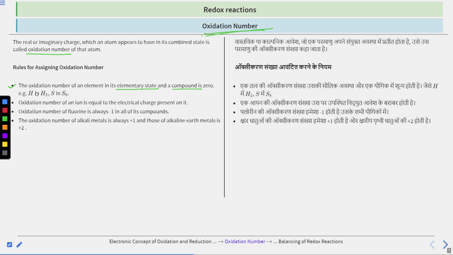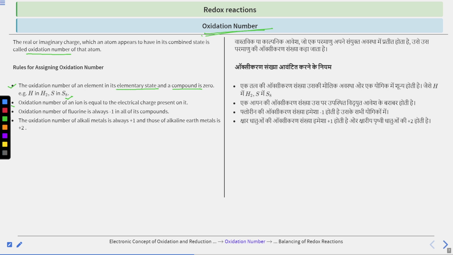For example, hydrogen in an H2 molecule has oxidation number 0. Sulfur in S8 has oxidation number 0. So basically the molecule should have the same atoms. When the same atoms combine, they form a particular molecule, and if we find the oxidation number of that atom, it will be 0, whether it is in its elementary state or in a compound.